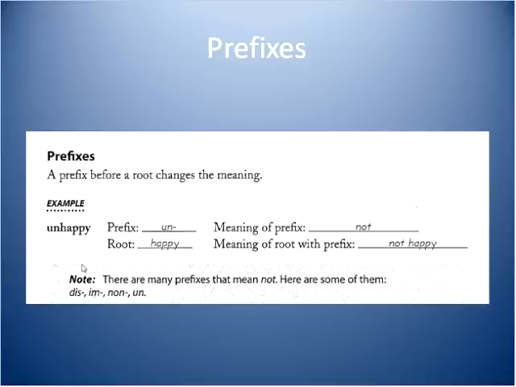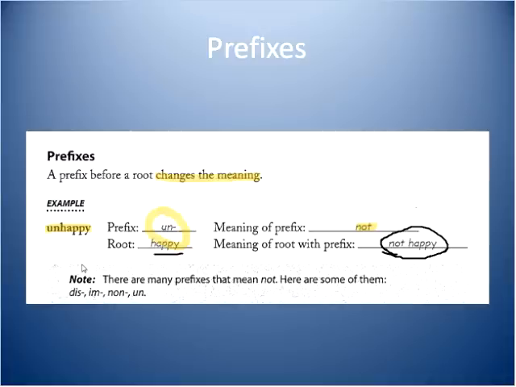Let's look at prefixes first. A prefix comes before a root, and a prefix before a root changes the meaning of the word. For example, the word unhappy. In this word we have a prefix un. The meaning of the prefix is not. So when we add the prefix un to the root happy, the meaning of the root with the prefix becomes not happy.